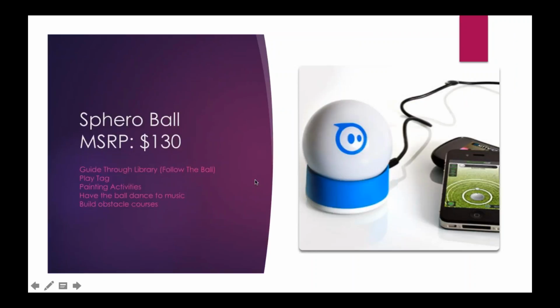So I'm going to talk about some of the most commonly used maker tech and activities you can do. I'm going to zip through these just so we can have more time at the end to have conversations. So the Sphero ball is a robotic ball that you can control with your smartphone. You can guide it through the library and let people follow. If you have multiple balls, it'll actually count collisions and you can play tag. You can do painting activities.